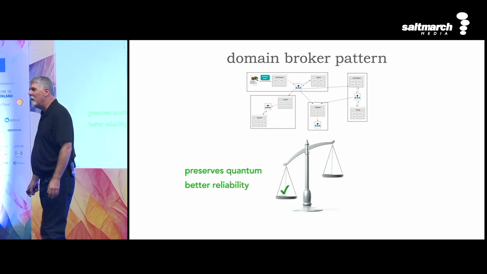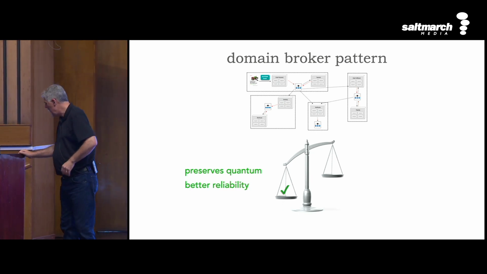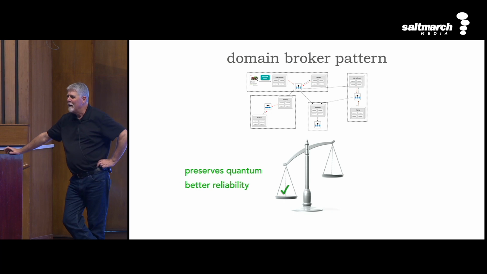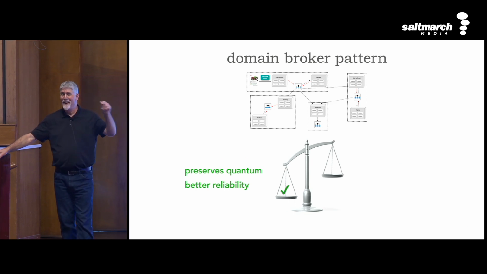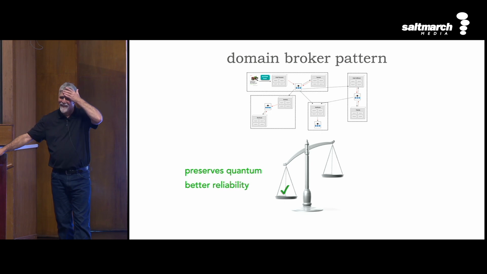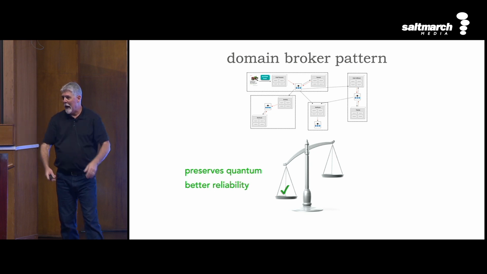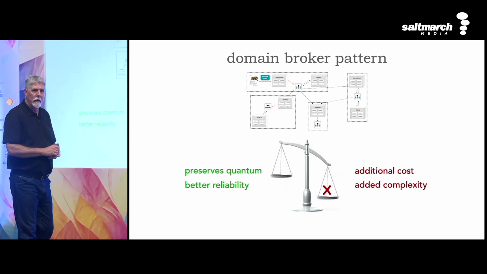Trade-offs are hard, aren't they? Ponder this for a second. Why wouldn't you do this? Anybody have it? Yeah. Thank you. Yeah. Complexity. It's additional cost and additional complexity.